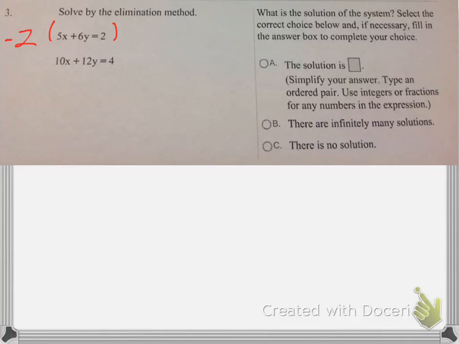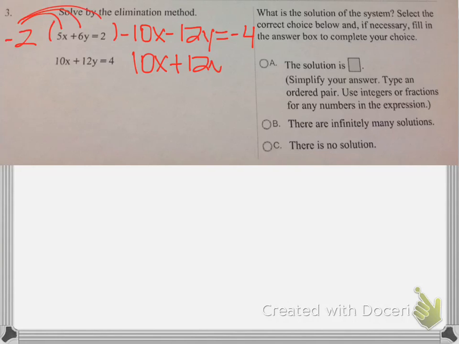So we'll start back with this problem again. If we multiply the top equation by -2, that's going to give us a brand new equation. Because I have to multiply everything, both sides, by the -2, that's going to get me -10x, -12y, and -4 equals -4. And then my bottom equation I don't have to worry about at all. It's already ready to go.